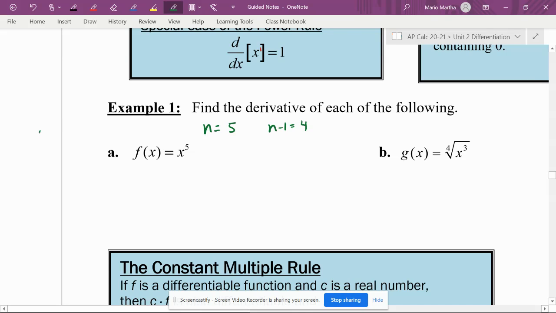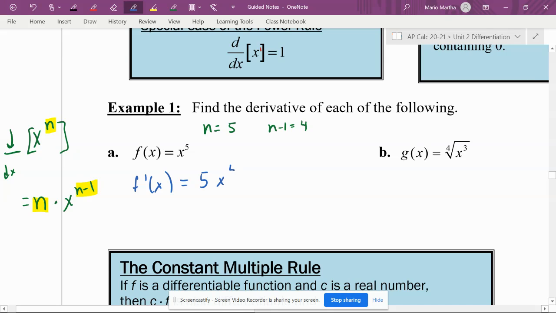Again, the power rule says if I take the derivative of x raised to the n, that's equal to n times x to the n minus 1. So it's just identifying what we have here, which is the number that will be multiplying x, and then your new exponent is going to be n minus 1. It's pretty simple, pretty straightforward. We would say f prime of x equals 5, which is our n, times x raised to the fourth power. And that's pretty much it.